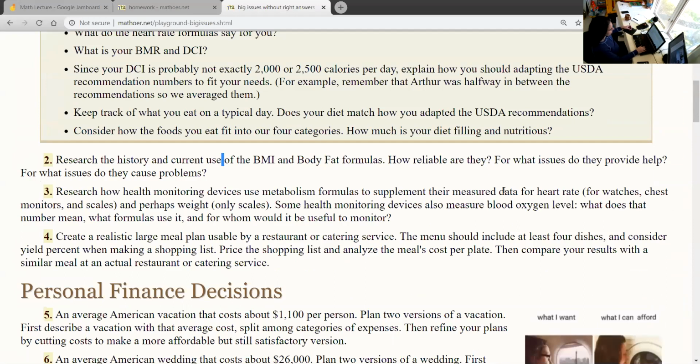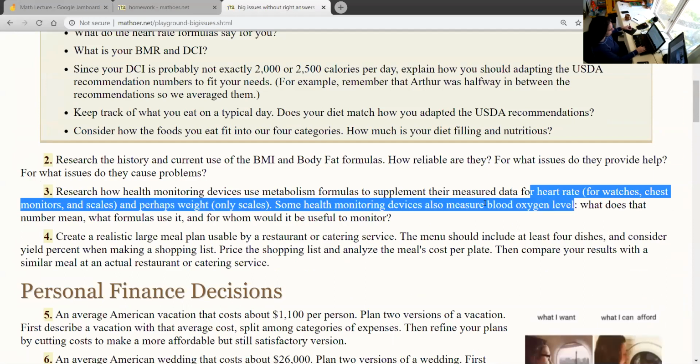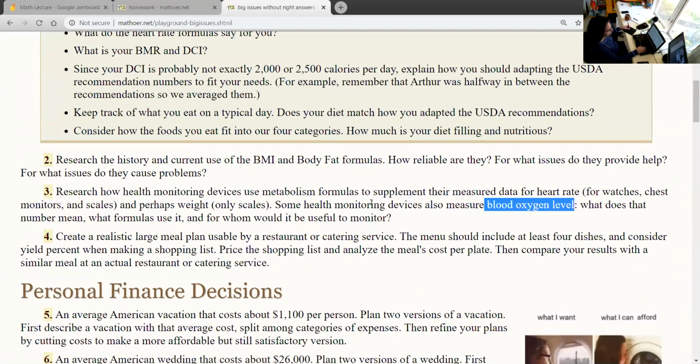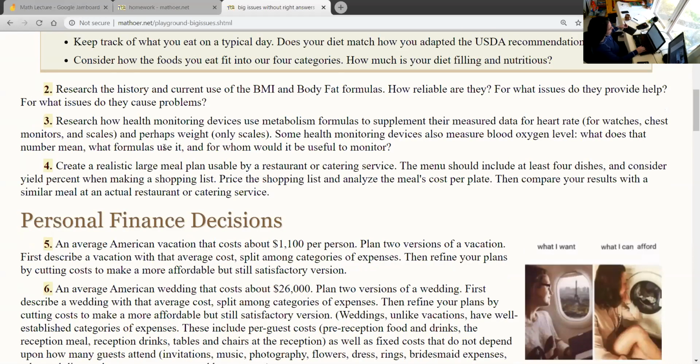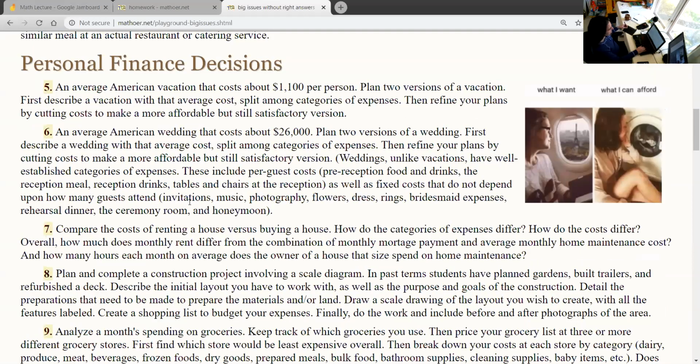Or find out about blood oxygen level. That's a math number that the doctors use that we haven't talked about yet, so learn about that. Or take some of the food preparation stuff we've done and make your own meal plan and so on. When we get to other things like personal finance decisions and business decisions, there's things here, but you don't have to wait till we get to this in the class.